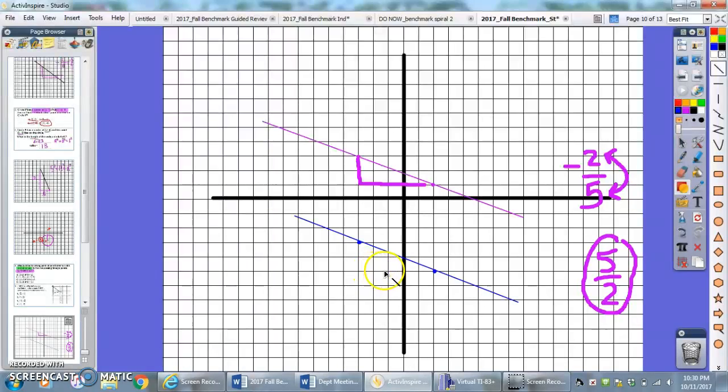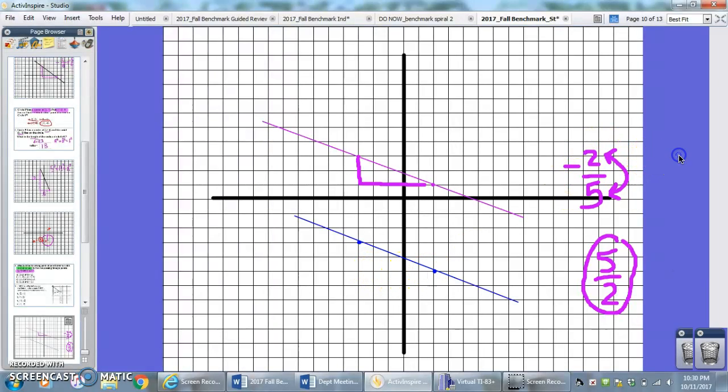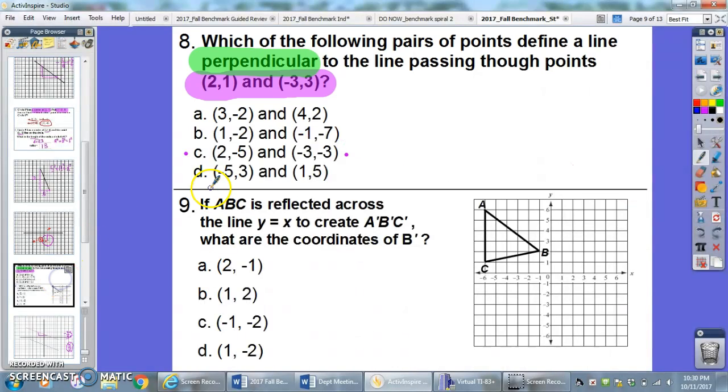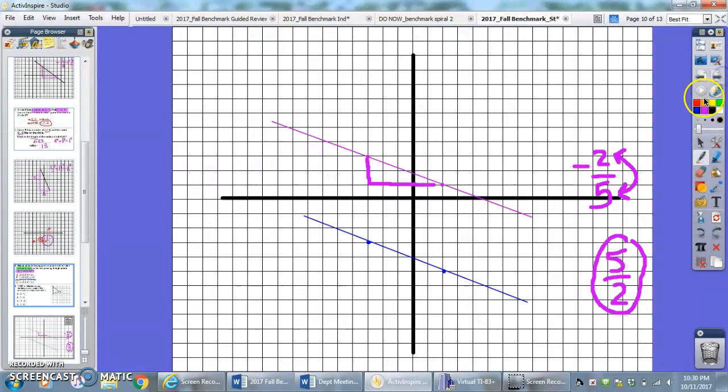You have a -2 over 5, which matches the parallel slope. That's not my answer, so I didn't get lucky with the first choice, but let's try D. -5, 3, and 1, 5.